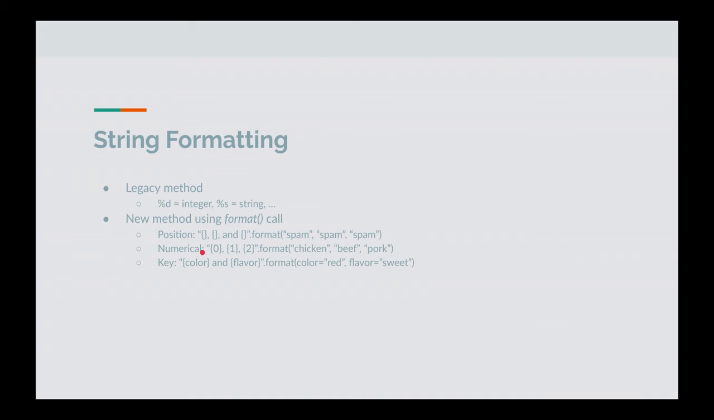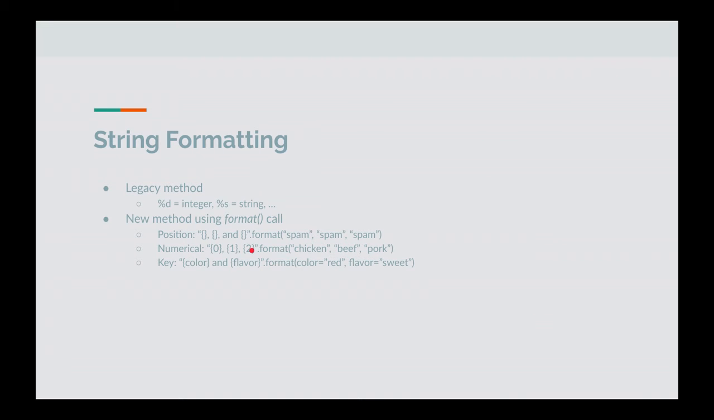For numerical, it's similar to positional, except that you are putting a placeholder within those curly braces. So 0, 1, 2 is what I have here, and it goes 0, 1, 2. Just like we talked about indexing within a string, that's what you're doing with your format arguments. So chicken is position 0, beef is position 1, pork is position 2. So it would drop those in each of those locations.